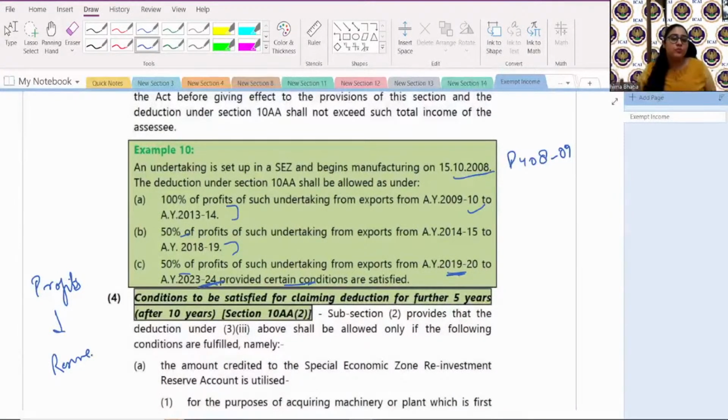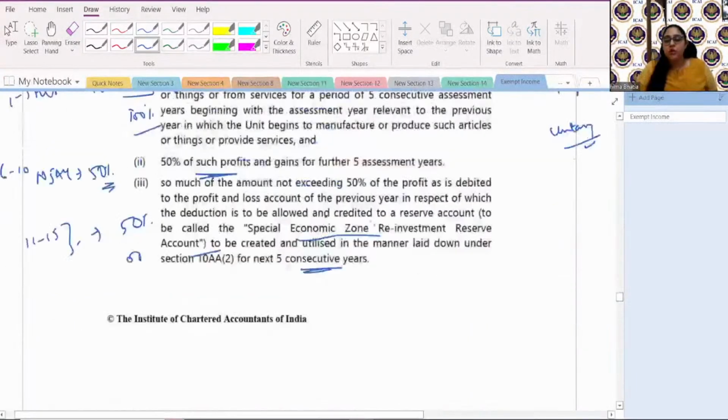We don't want you to stop after the tax holiday period. We want you to carry on the manufacturing process. So they want you to invest your profits. Government says 10 years are over, now you have sufficient profits. You're not paying tax also. Transfer the profits to a reserve account. And that reserve account should be named as Special Economic Zone Reinvestment Reserve Account.